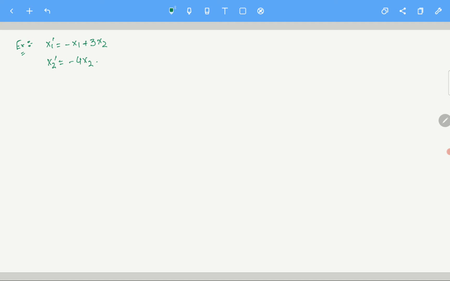Now I am quite confident all of you know how to deal with this problem. First of all, we are going to look at the eigenvalues, and this cannot be done in any other way. We have to know the eigenvalue-eigenvector method of solving this problem. So first things first, let's look at the eigenvalues. What is our matrix A? A is given by minus 1, 3, and 0, minus 4. Clear? A is this matrix.